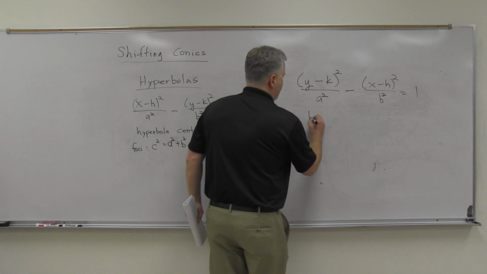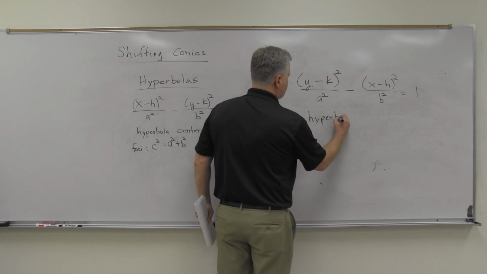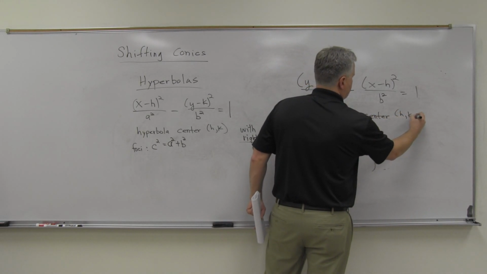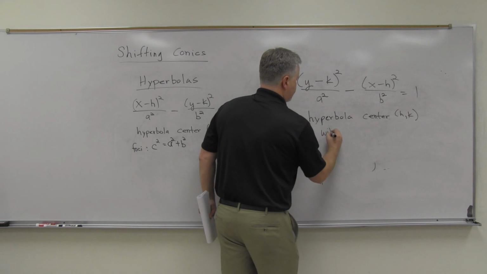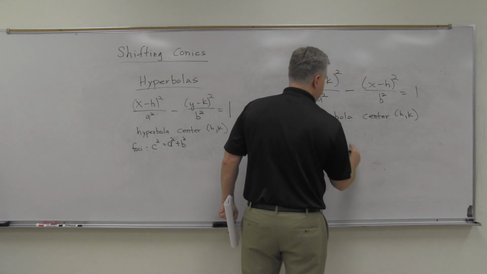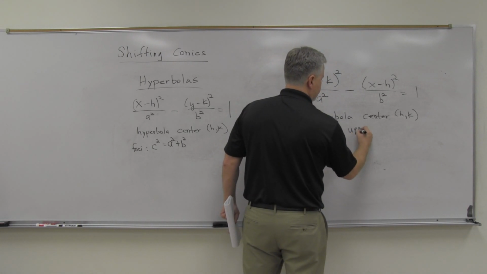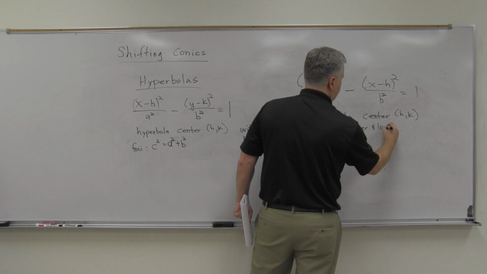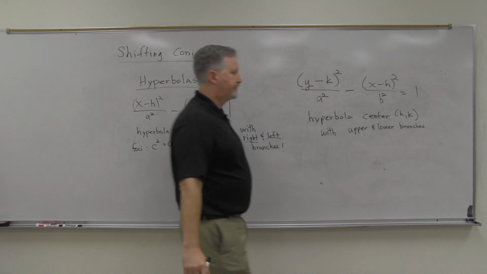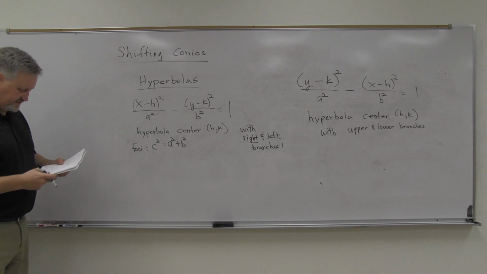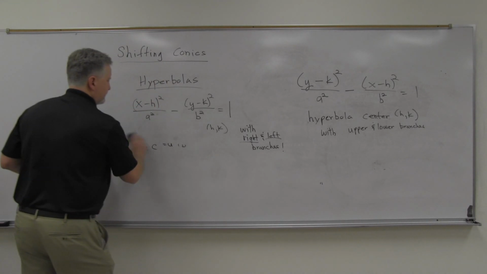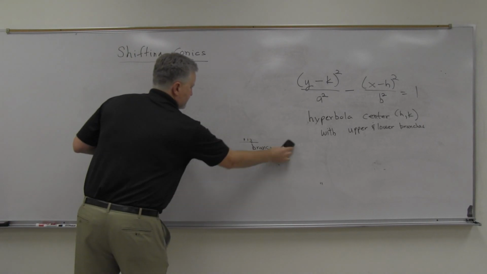So that's a hyperbola. hk is the center. And since the y squared is first, the x squared is behind the minus sign, that's upper and lower branches. Okay? So a couple of considerations there. All right, so let's try a couple of those.